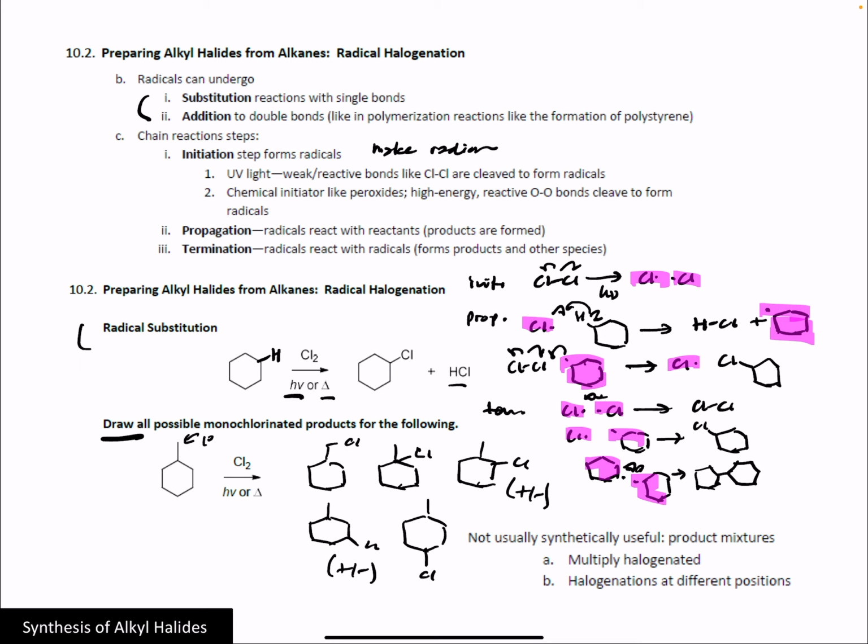And so usually we don't use radical substitution for synthesis, right? You can halogenate in different positions, and you can multiply halogenate. So if this guy was the substrate, for the next reaction, I'd put a chlorine here and maybe a chlorine here, right? So you have to watch out for the multiple halogenations, chlorinations, okay?